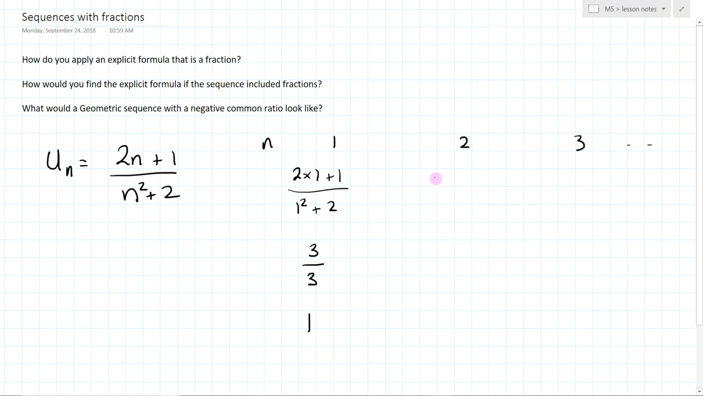The second term, though, would be 2 times 2 plus 1 over 2 squared plus 2, which will equal 5 over 6. So that would be a fraction. This one, 2 times 3 plus 1 over 3 squared plus 2, which will be 7 over 11. Okay.